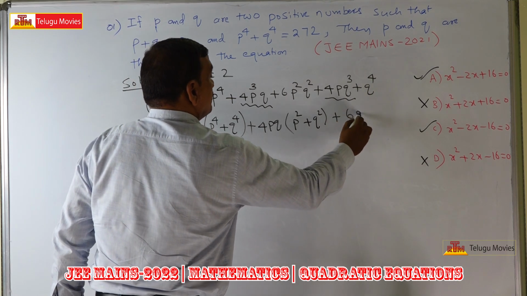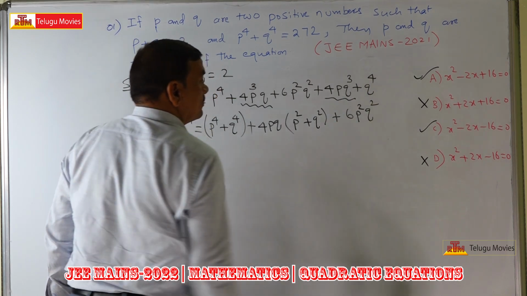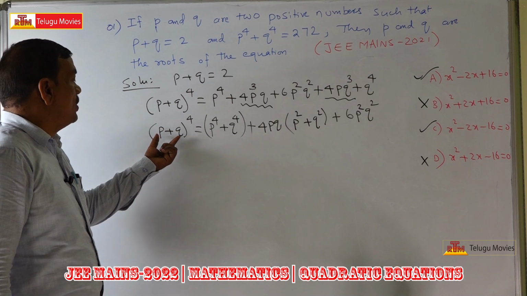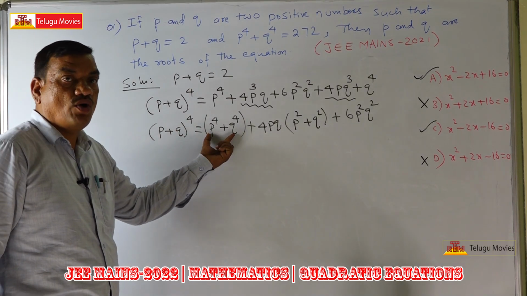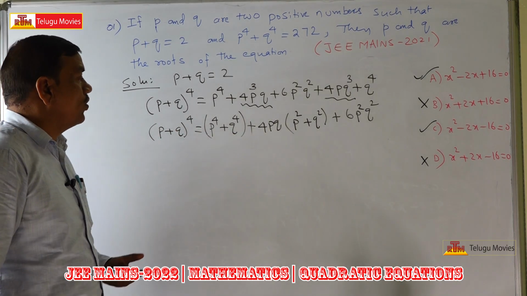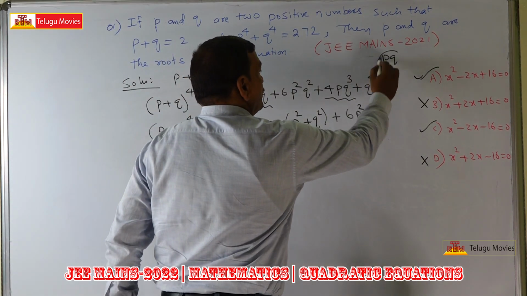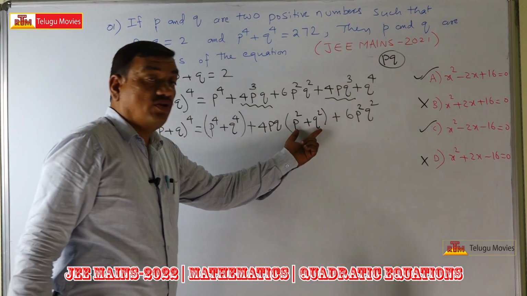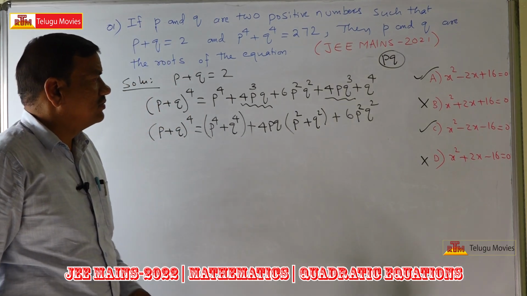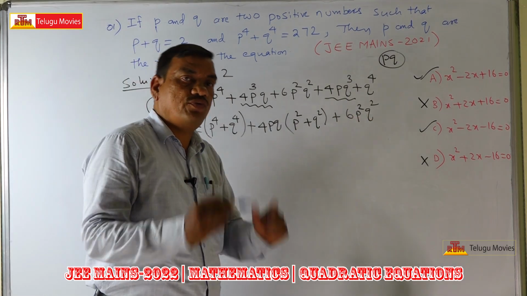plus 6 times p square q square. Yes, I know the value of p plus q, I know the value of p power 4 plus q power 4. Actually we have to find out the value of pq, but we don't know the value of p square plus q square. So this is also pq square we can write down.